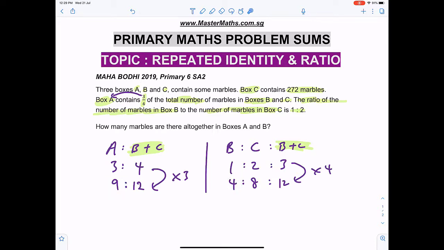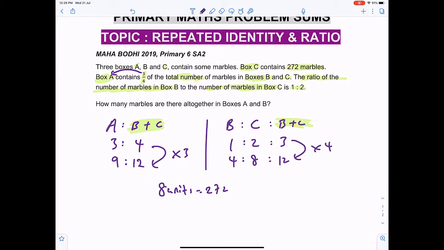So since we know that box C has 272 marbles, we can say that 8 units for the box C will be equals to 272. Okay, let's see what is that. 1 unit equals to 272 divided by 8, 34 marbles. Okay, question is, how many marbles are there all together in boxes A and B?